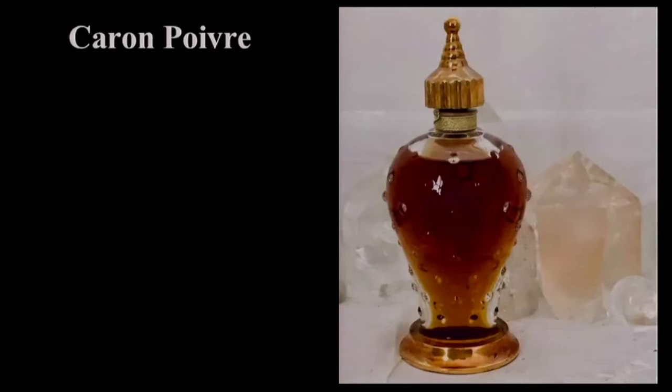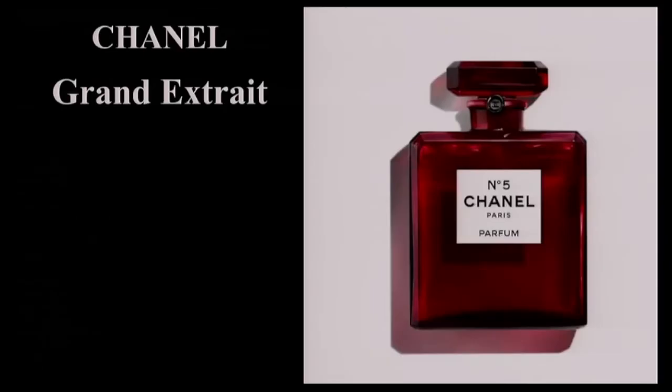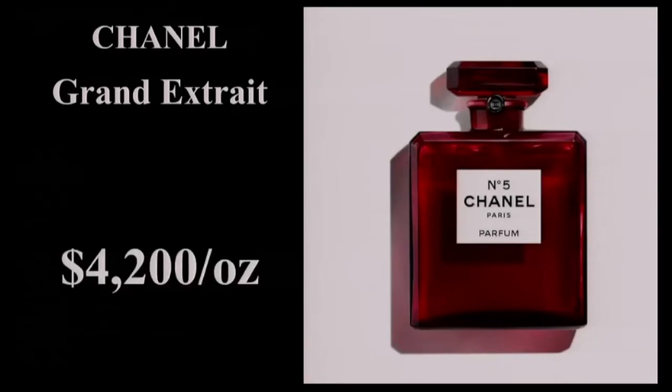But there's things that are more expensive. Caron Poivrier or something like that. Anybody speak French? I don't know how to say that. What's the price of this one? That one's $1,000 an ounce. Let's take a look at one more. Chanel. Now, you guys have heard of Coco Chanel, right? This is Grand Extrait. And this one's $4,200 an ounce.